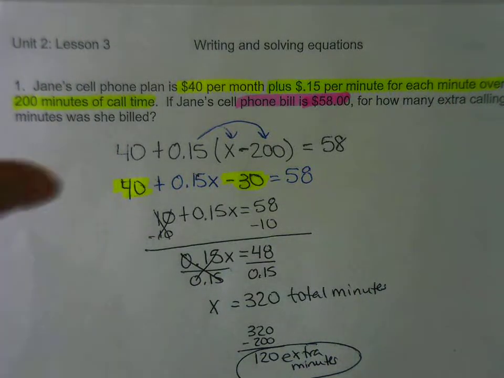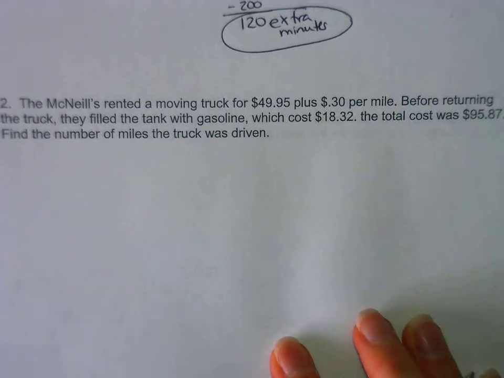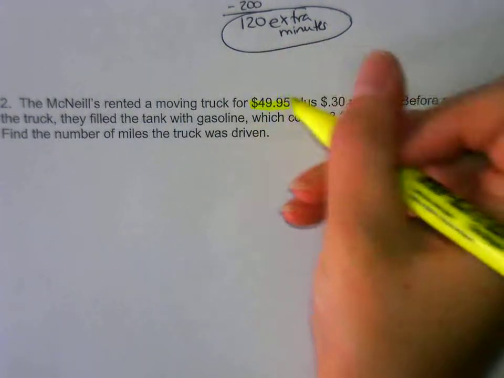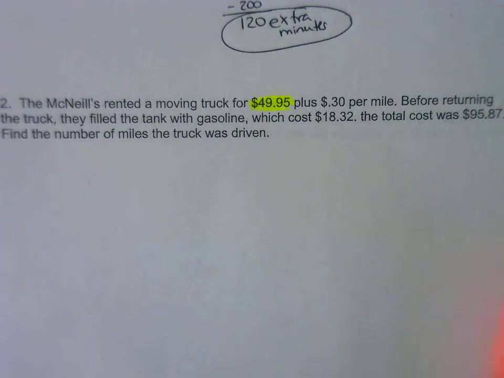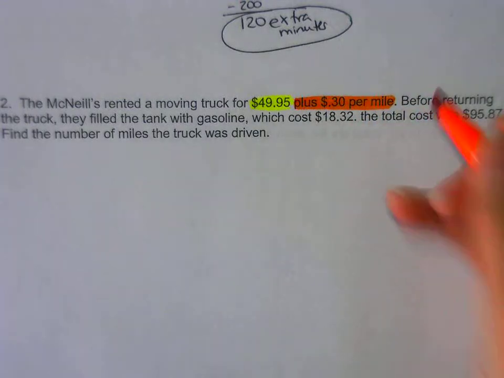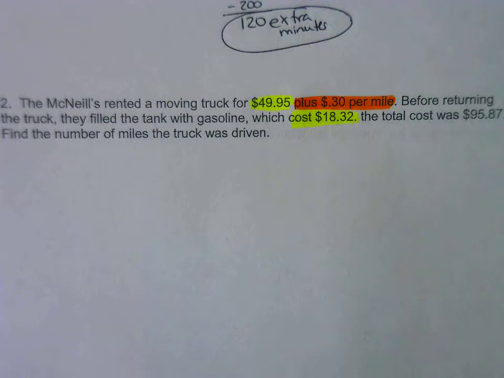Alright, number 2. The McNeils rented a moving truck for $49.95 plus 30 cents per mile. So every mile they drive, they're being charged 30 cents. Before they returned the truck, they filled the tank with gasoline, and that cost them $18.32. When they were done with the truck, the total cost that they had to pay was $95.87. So let's write this into an equation.